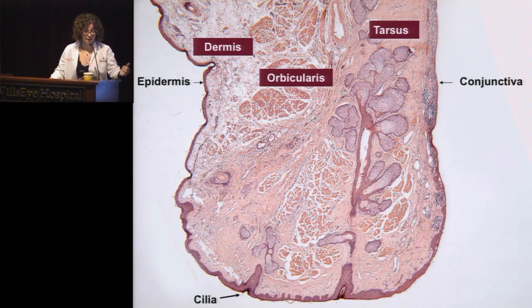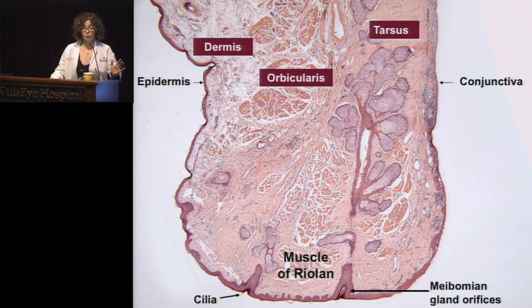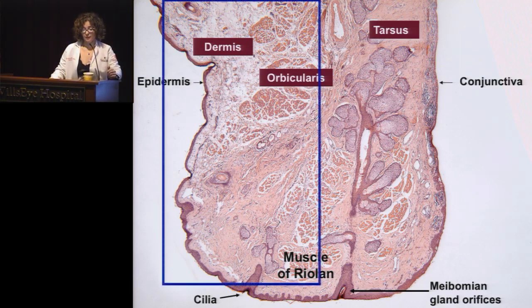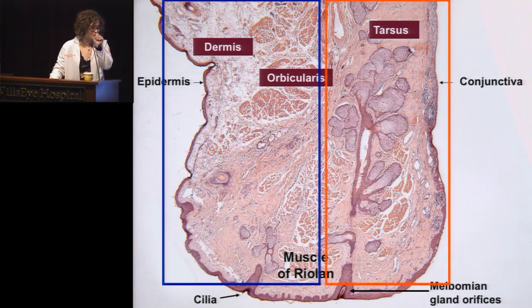So you will see the eyelash line or cilia, more posteriorly the gray line or muscle of Riolan, more posteriorly openings of meibomian glands within the tarsus, and more posteriorly conjunctiva. So the skin with orbicularis comprise the anterior lamella of the eyelid, and the tarsus with conjunctiva comprise the posterior lamella of the eyelid. So you can see how orbicularis with muscle of Riolan and the gray line really form the plane for dissection that separates the anterior lamella from the posterior lamella of the eyelid.